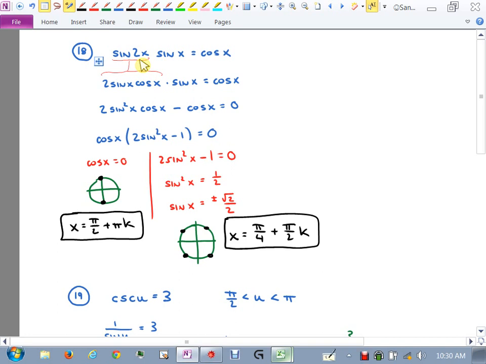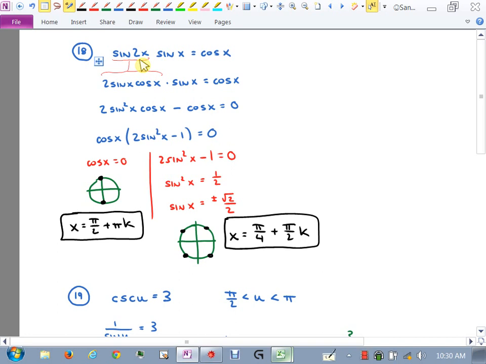If I would have brought everything over, this is what I would have had, right? The problem with this is, again, we have subtraction. So I'd like to turn this into a product. I try and factor something here. I can't factor it because I don't have a GCF. Like, I don't have a sine x in both that I can pull out. I don't have a cosine x in both that I can pull out. Do you see that? So I'm kind of stuck at this point.